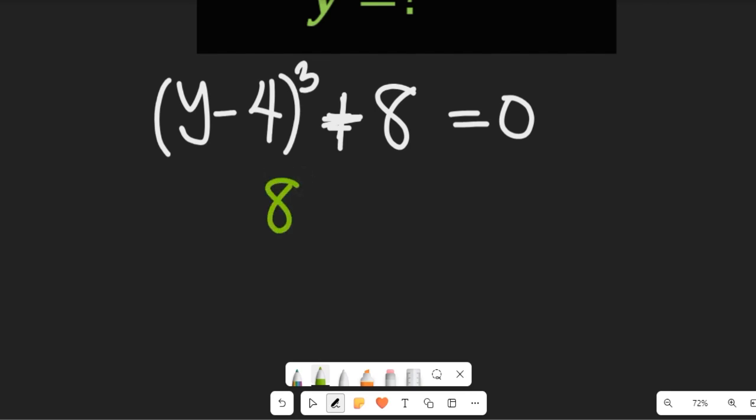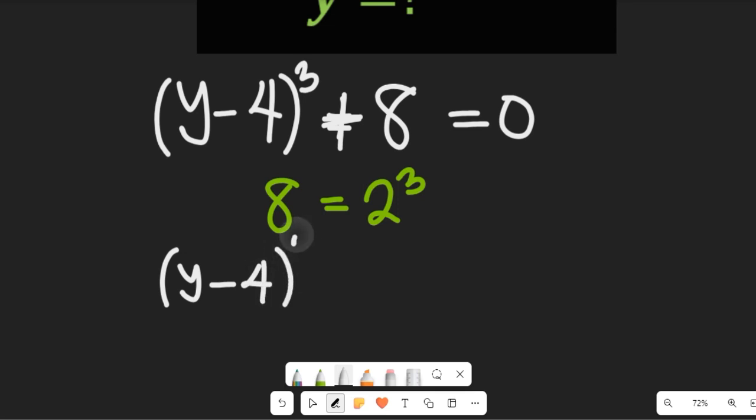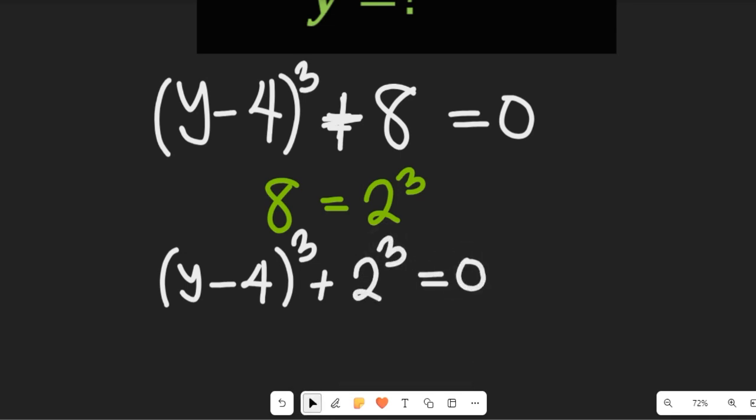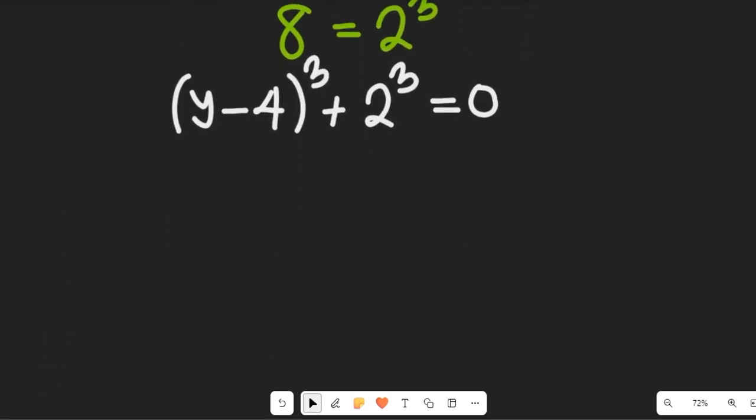So 8 can be equal to 2 to the power of 3. If 8 is equal to 2^3, that expression will give us (y - 4)^3 + 2^3, and this will be equal to 0. Now, if you look at this expression very well, you see that it looks like an algebraic formula. Do you recall this algebraic formula?